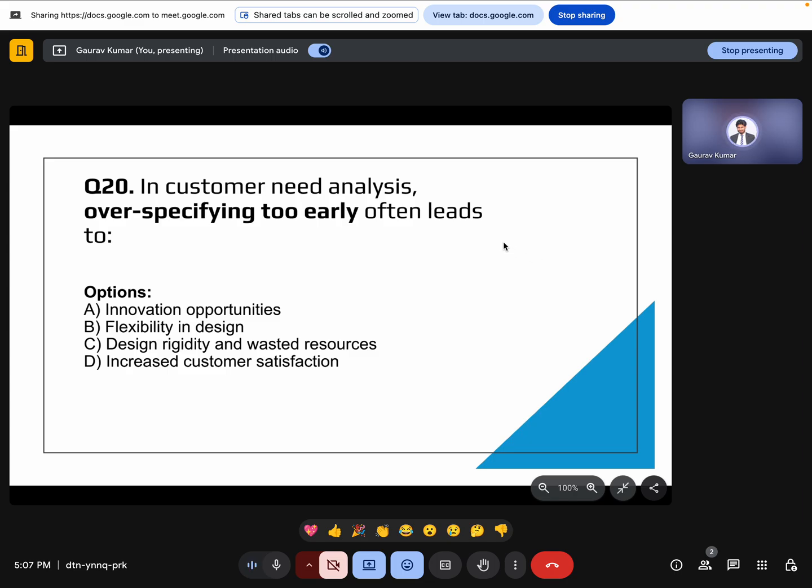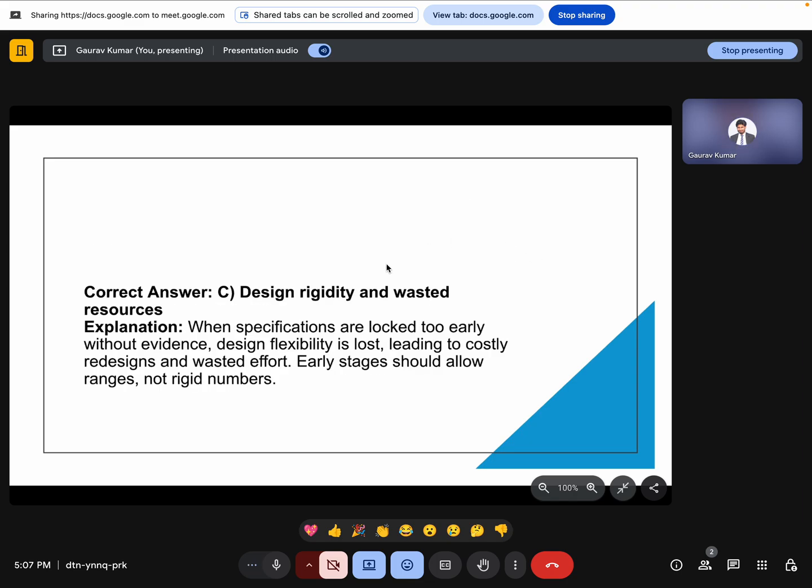Now you can see the explanation on your screen. So C is the right answer, design rigidity and wasted resources. When specifications are locked too early without evidence, design flexibility is lost, leading to costly redesign and wasted effort. The early stage should allow ranges, not rigid numbers.